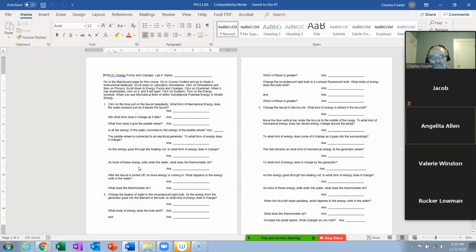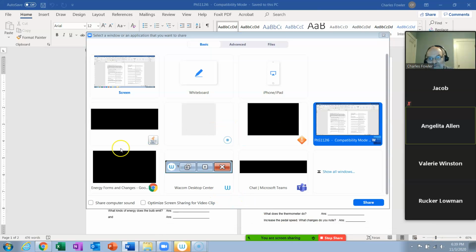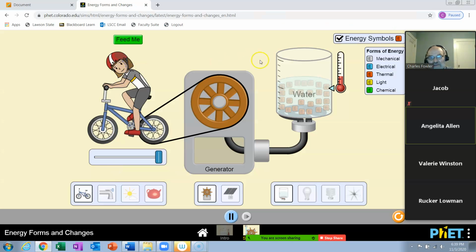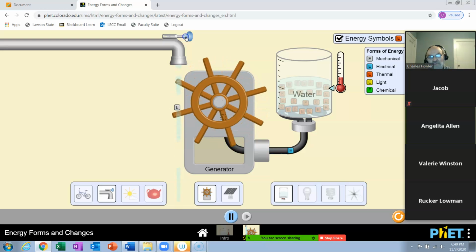Okay, I need to go back to question one, where it says, after the faucet is turned off, no more energy is coming in. What happens to the energy units in the water? Okay, let's go back to our shared screen. We're going back to the faucet. Whoa, there she went. And we got the water there. So let's start pumping water.